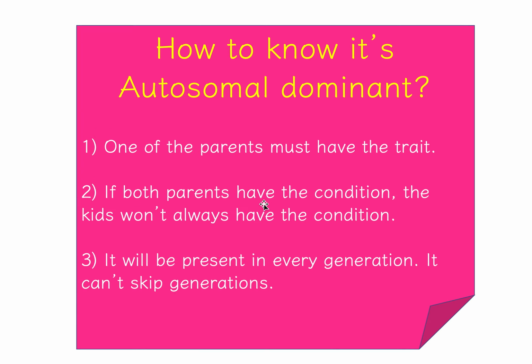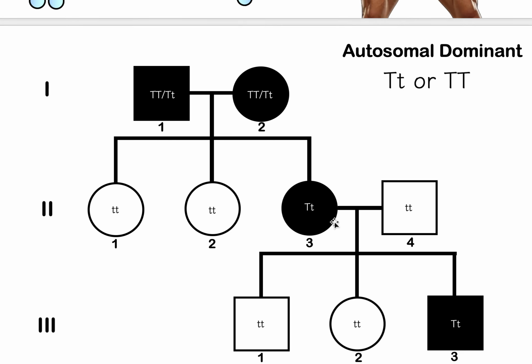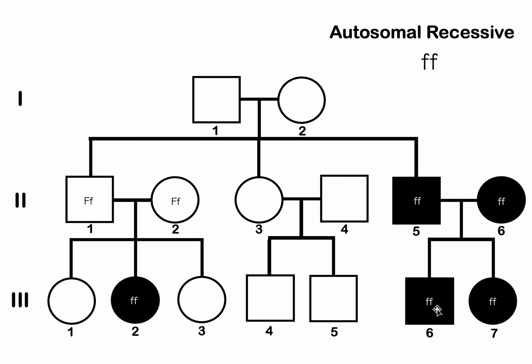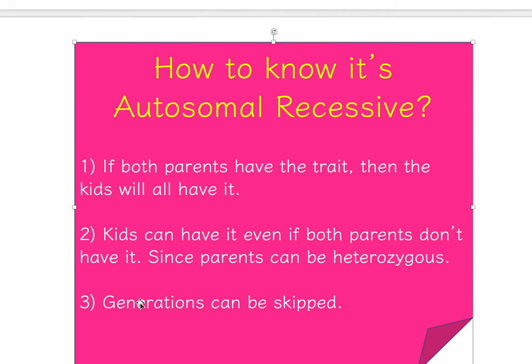So remember, for dominant, we said it's impossible for generations to be skipped. Every generation, one person will have the disease. For this one, you can skip generations, okay? For example, we can see here, this generation didn't have it, yet this generation did, and this generation did. For autosomal dominant, that's impossible. But for autosomal recessive, it is. And again, the reason is because the parents could be heterozygous, and so they may not have it, but their kids could have it. Okay, cool, that's it.